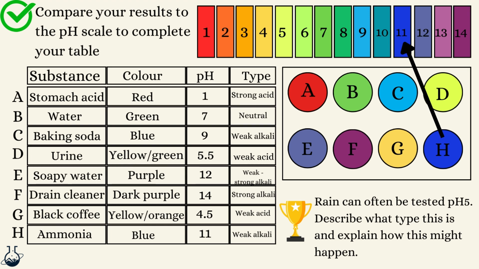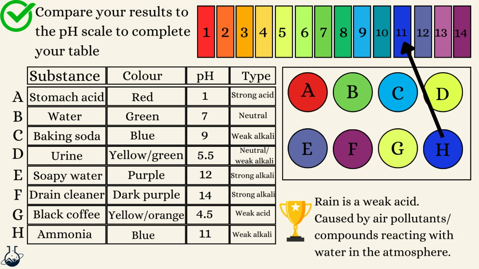If you finished, you may have tried the challenge, which was describe what type of substance rain is at pH 5 and what might cause this. Rain at pH 5 is considered a weak acid. This is known as acid rain, which can be caused by air pollutants and compounds that react with water in the atmosphere. It can cause damage to buildings and be harmful to wildlife.